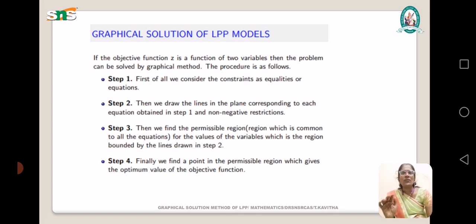Step 1. First of all, we consider the constraints as equalities or equations. Step 2. We draw the lines in the plane corresponding to each equation obtained in step 1 and the non-negativity restrictions. Step 3. Then we find the permissible region, that is, the region which is common to all the equations for the values of the variables, which is the region bounded by the lines drawn in step 2. Step 4. Finally, we find a point in the permissible region which gives the optimum value of the objective function.